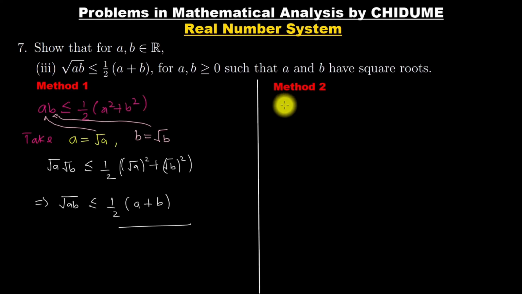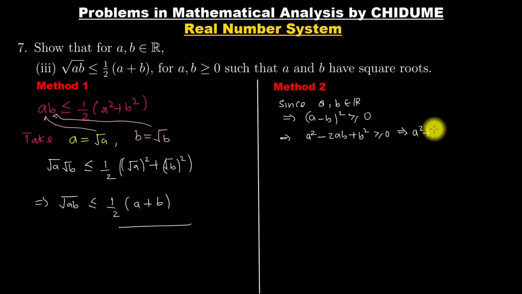Now again, since a and b belong to R, that means a minus b all squared must be positive, since a minus b belongs to R. If I take the square, it must always be greater or equal to 0. So if I square this, I'm going to have a squared minus 2ab plus b squared greater or equal to 0, which implies that a squared plus b squared is greater or equal to 2ab.